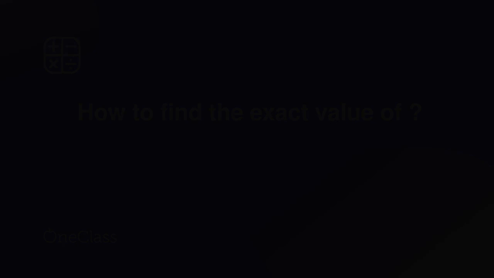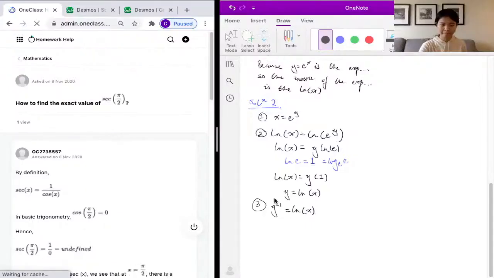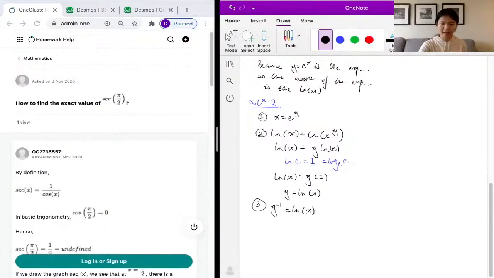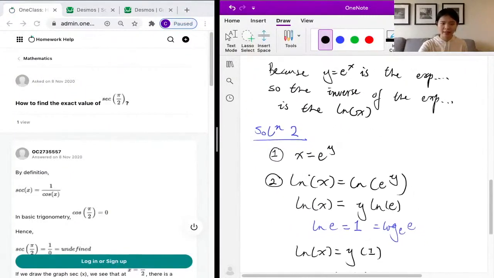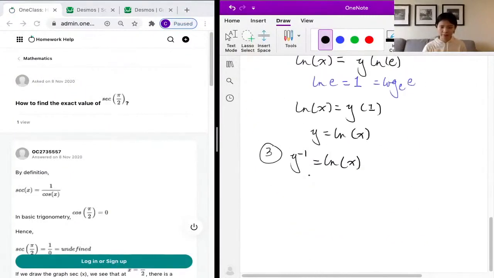What's the fourth problem? Okay, our fourth problem actually asks us to find the secant of pi over 2. So let's just write problem number 4 here, and it asks us to find the secant of pi over 2.